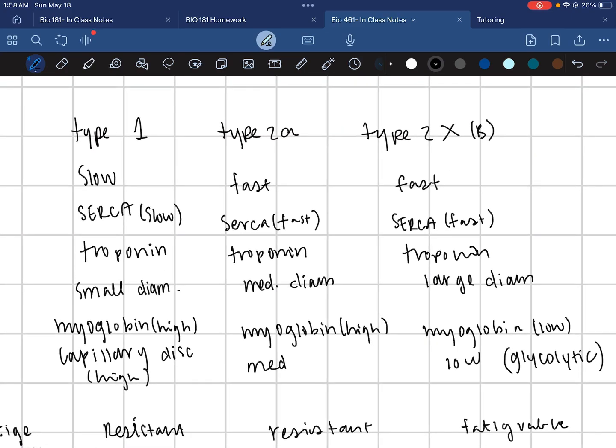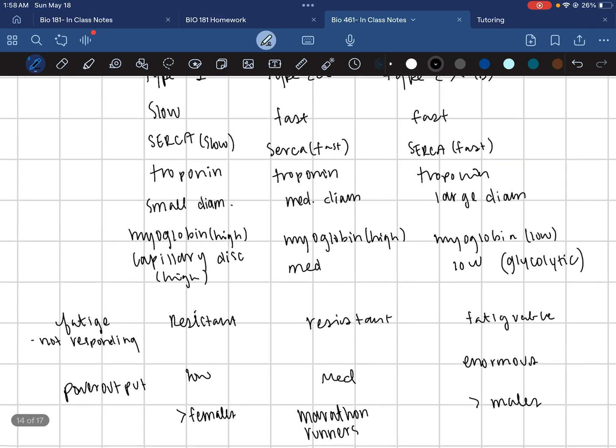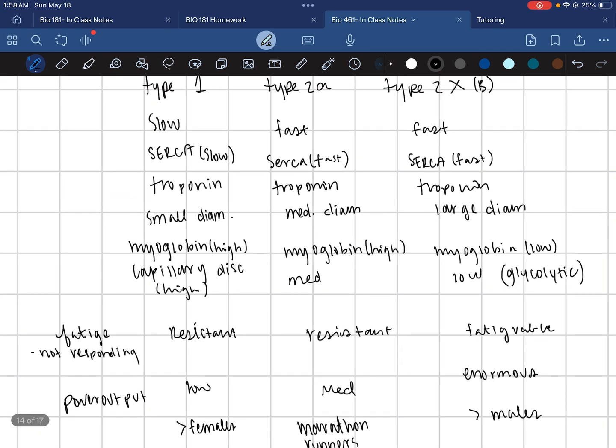But we're also going to head back over to this little model that we have, because we have type 1, type 2, type 2X fibers, which are within the skeletal muscle. Type 1 is going to be slow, and we get our calcium source from the SERCA pump within the sarcoplasmic reticulum, which is slow acting. And then we have troponin as our regulatory protein. And with type 1 muscle fibers, they're small in diameter.